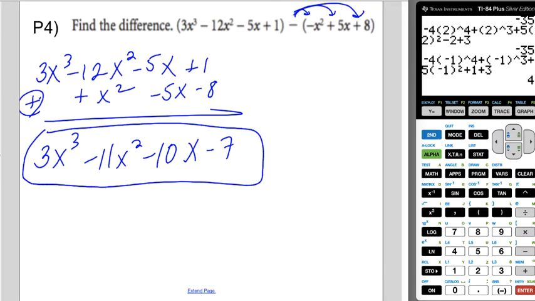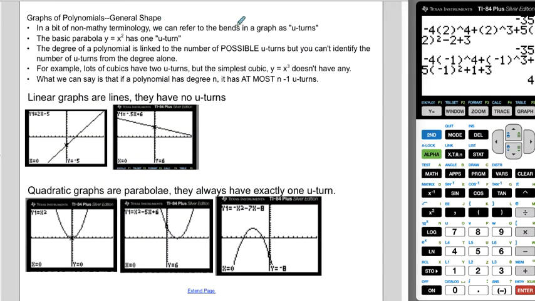All right, so let's talk about the basic graphs and general shape of polynomial graphs. In a bit of non-mathy terminology, we can refer to bends in graphs as what are called U-turns. You see that in a parabola. A basic x squared parabola has one U-turn. In fact, all parabolas have exactly one U-turn.